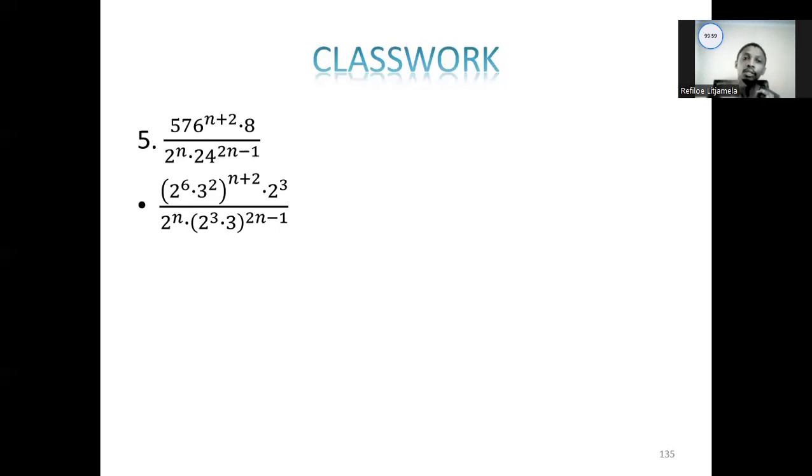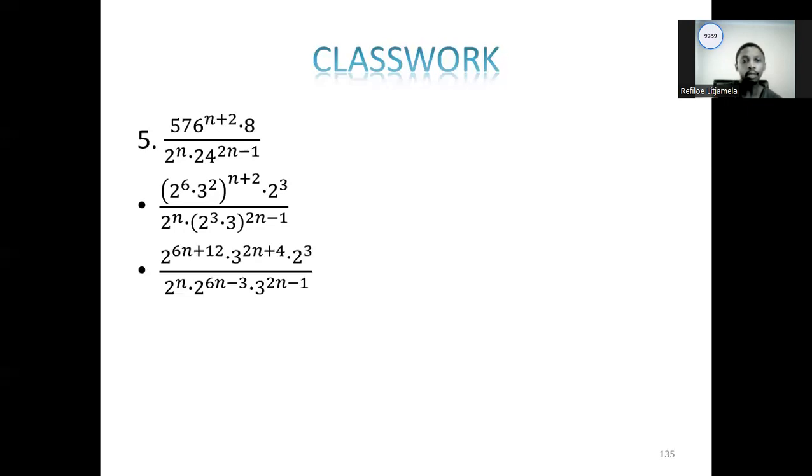Please remember, each exponent inside the bracket must be multiplied by the outside exponent. So 6, which is the exponent of 2, must be multiplied by n plus 2. 2, which is the exponent of 3, must be multiplied by n plus 2. In the denominator, 3, which is the exponent of 2, must be multiplied by 2n minus 1. And 1, which is the exponent of 3, must be multiplied by 2n minus 1. This is what you will get.